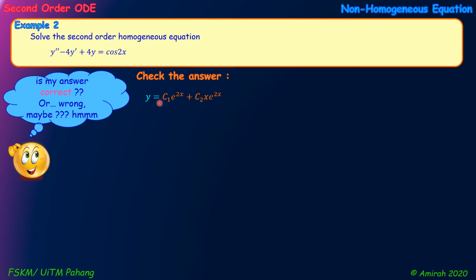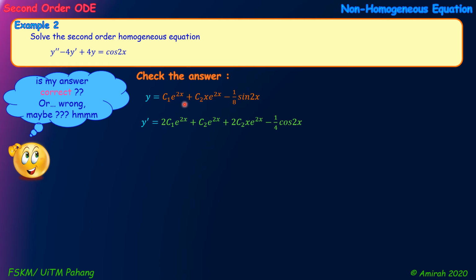From the final answer, we have y equals C1 e to the power of 2x plus C2 x e to the power of 2x minus 1 over 8 sin 2x. To check whether the answer is correct, we can differentiate two times. When we differentiate y, we get y prime. We have a constant multiplied by an exponential function, so we still have constant C1 in front, and we differentiate e to the power of 2x. We get back e to the power of 2x, but remember to differentiate the exponent: we differentiate 2x, so we get 2 in front.